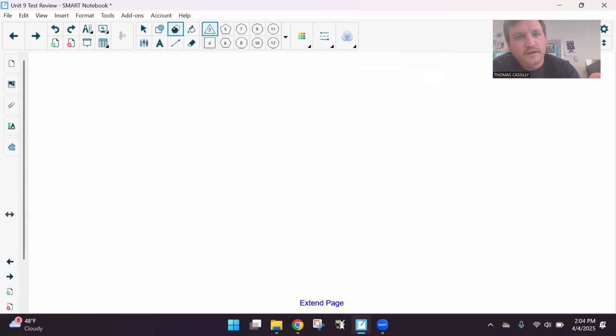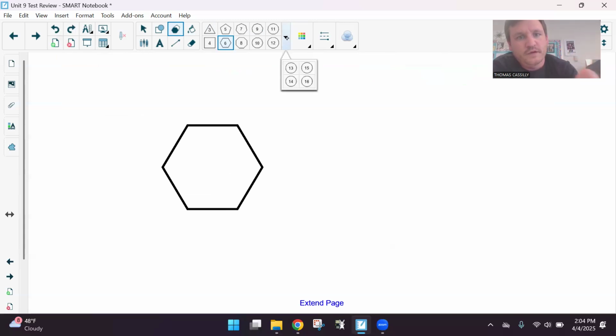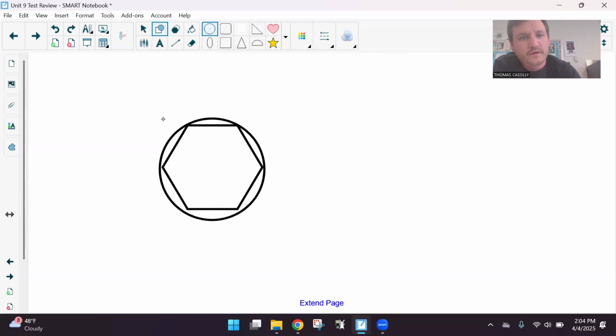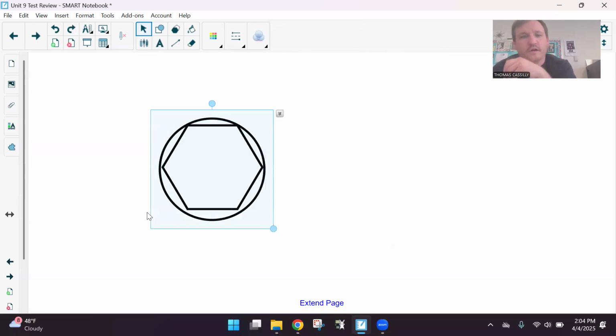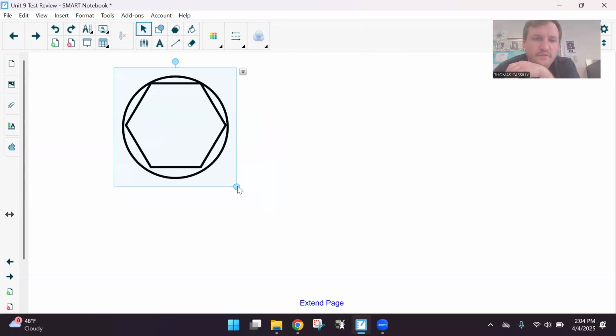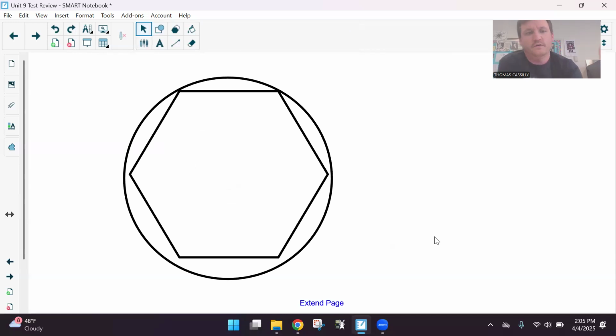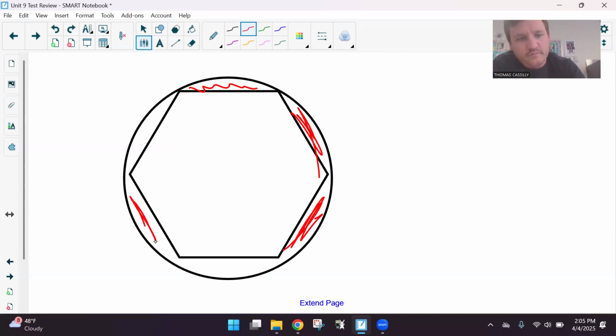So I have a hexagon and I need a circle now. Where's my circle? All right, it's going to look something like that, I think. All right, so if I'm interpreting this correctly, they want to know this area right here.